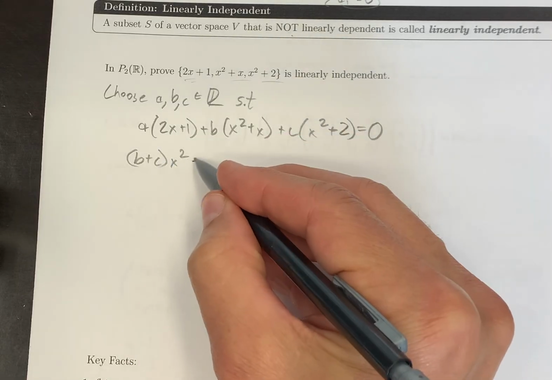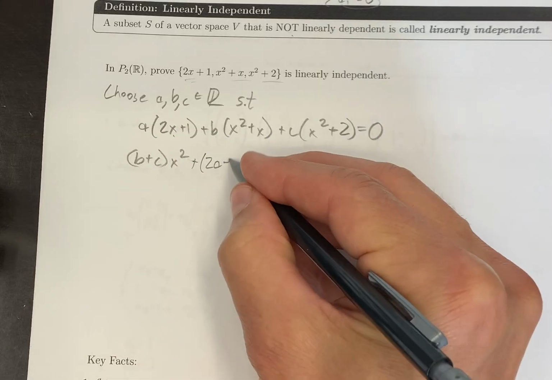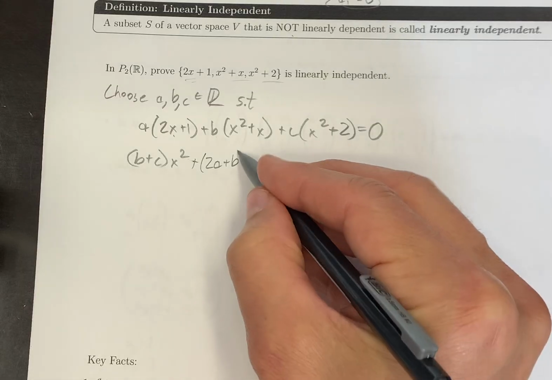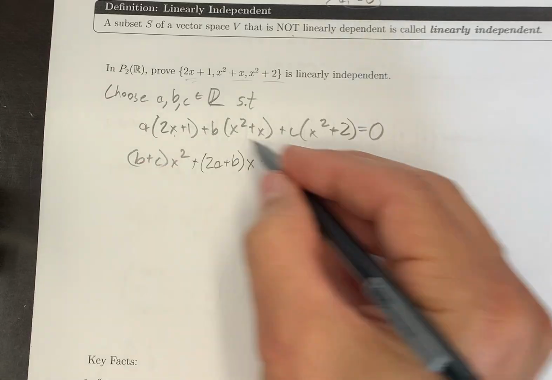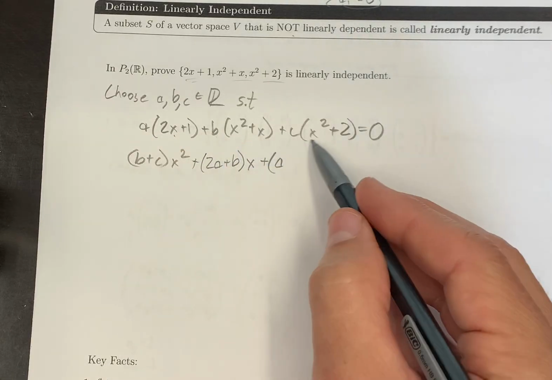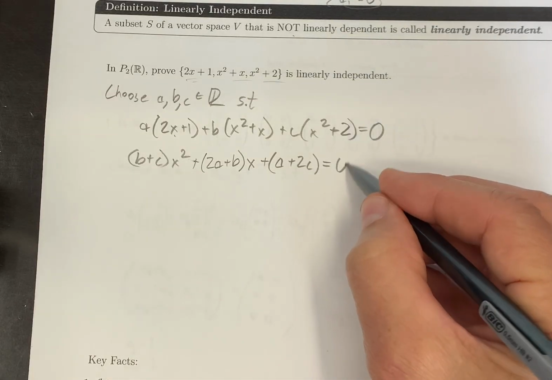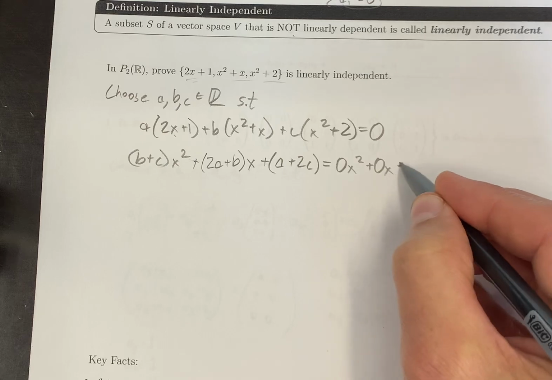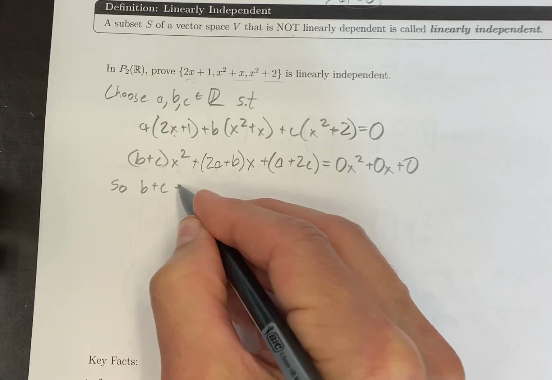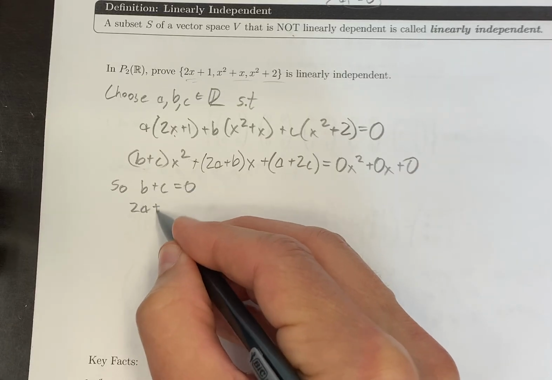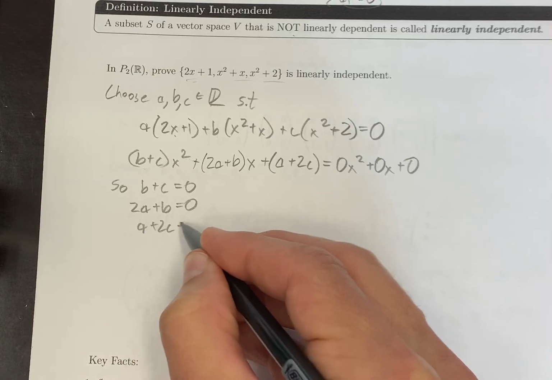Where do my linear terms come from? I guess I have 2a x here, b many x's here. And where do my constant terms come from? I have a there, I have no constant terms there, and I have 2c. And that all equals 0, or if you really want to emphasize, 0x squared plus 0x plus 0. And so you have a system of three equations. So b plus c equals 0, 2a plus b equals 0, and a plus 2c equals 0.